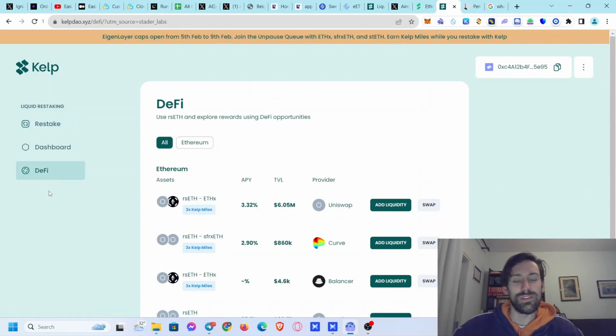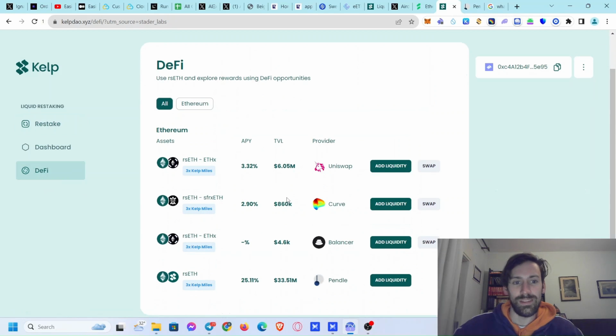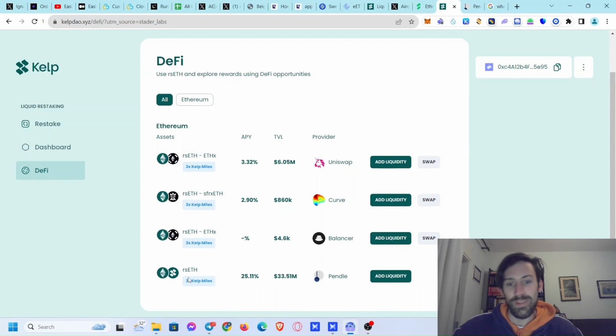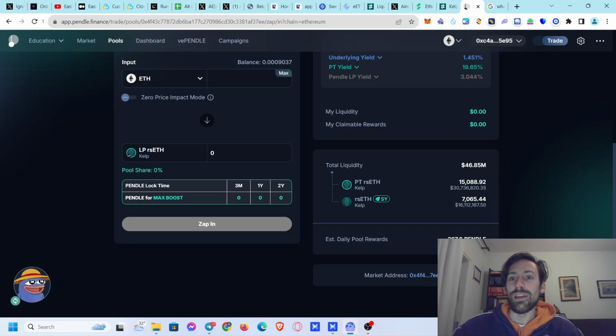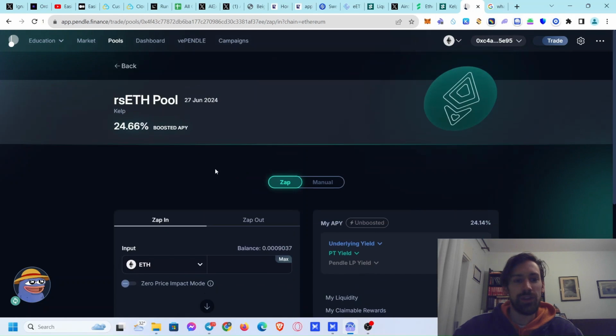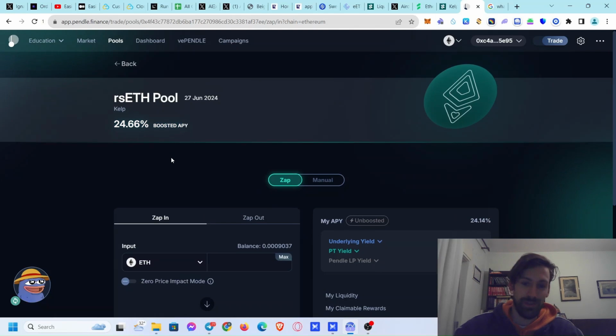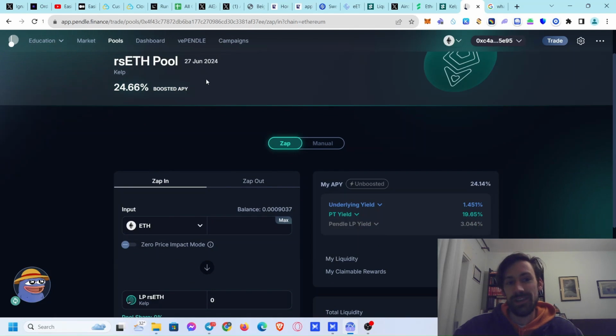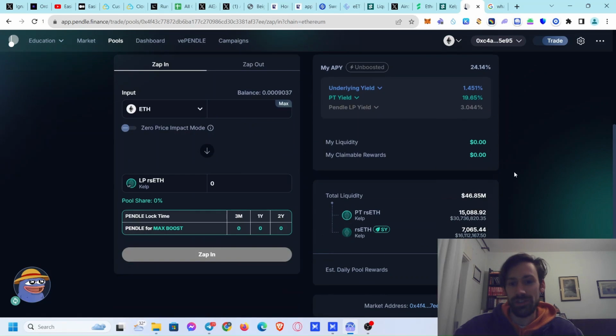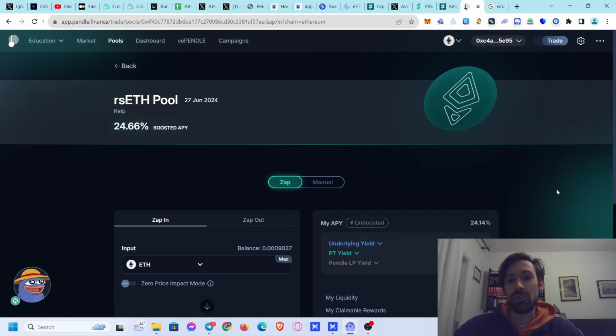And then you can utilize this RS ETH further in different DeFi strategies, such as on Pendle. And on Pendle, you can use your RS ETH for an incredibly boosted APY of 24%. However, the catch is that you have to lock a portion of your liquidity for 5 months.